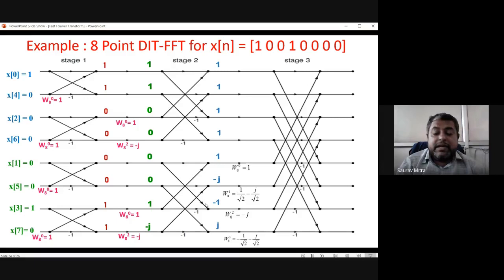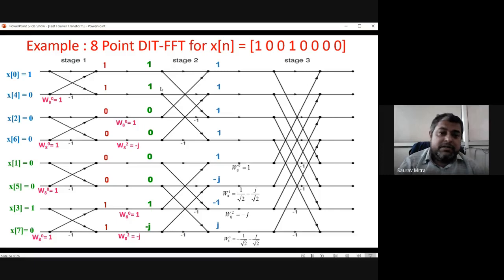Whenever you are calculating the seventh and eighth lines, this 0 comes here, and whatever 1 is here gets multiplied with -1. So 0 minus 1 is -1. In the last line, the 0 comes here, and this minus j and -1 there becomes plus j.